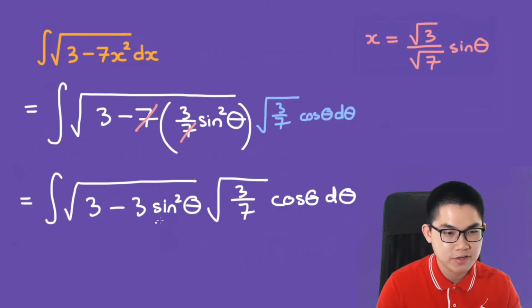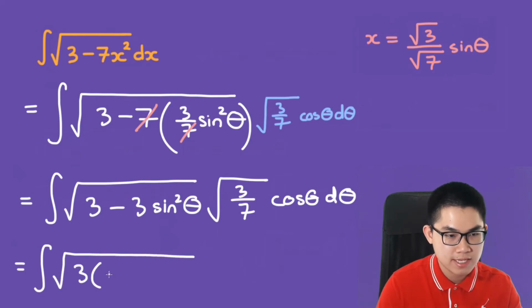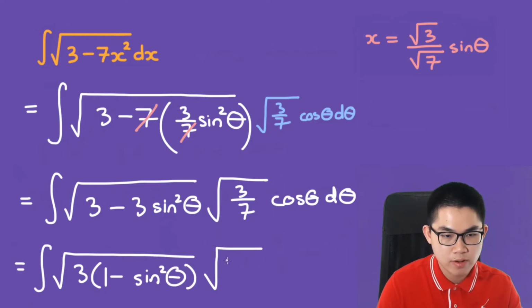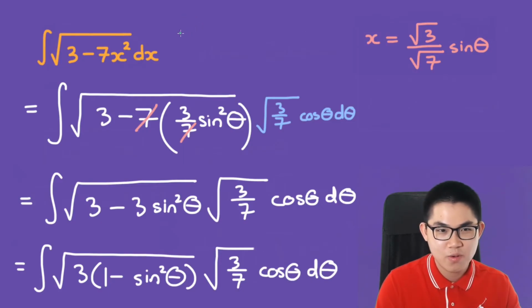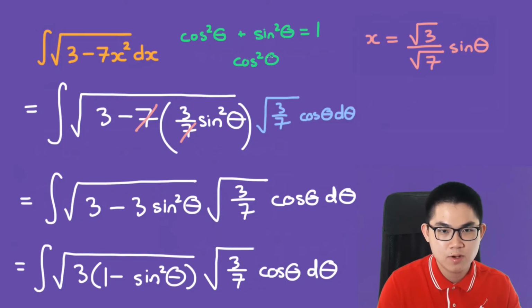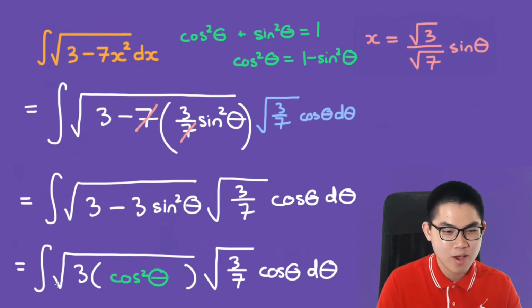And let's go ahead and factor out the 3. So we have the integral of the square root of 3 times 1 minus sine to the power of 2 times the square root of 3 over 7 cosine d theta. Now, we know that cosine to the power of 2 plus sine squared is equal to 1. So cosine squared is 1 minus sine squared. This is basically this part.